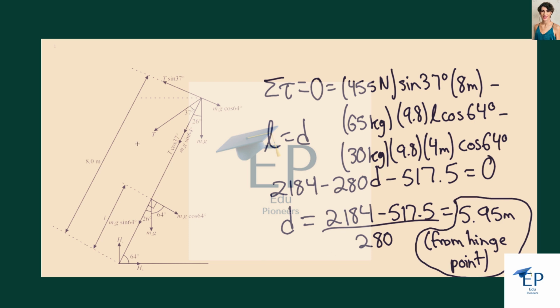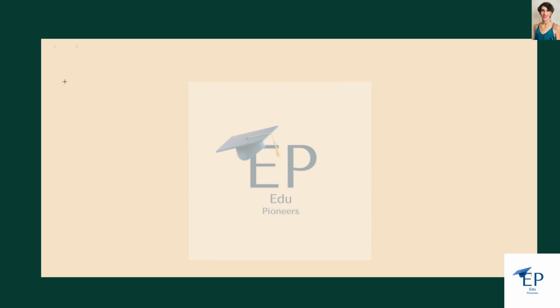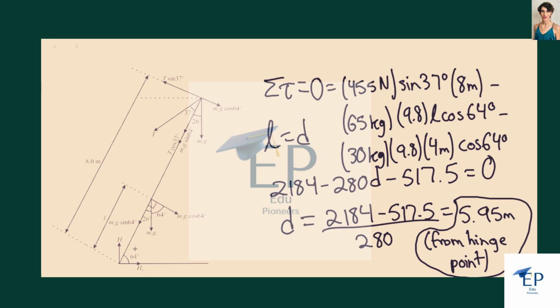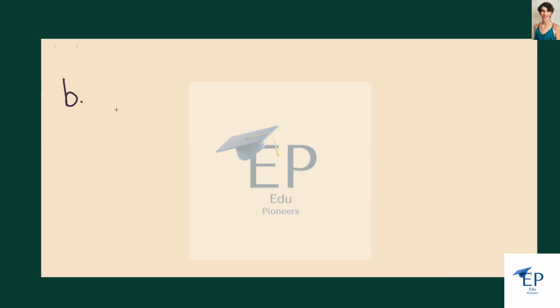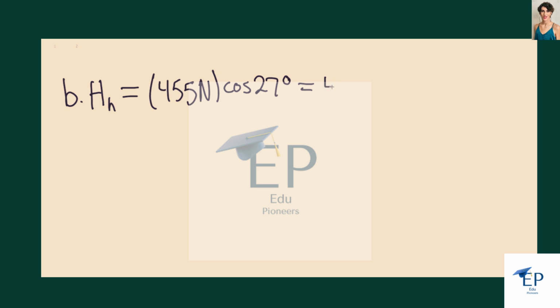And then for part B, when they want us to find the magnitude of the hinge force and the direction, we can say that H sub H, so this would be the X component only, this would be equal to 455 newtons times cosine of 27 degrees. There is only one force acting in the X direction, so this would be 405.4 newtons.